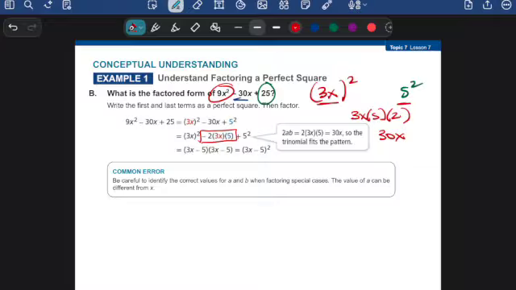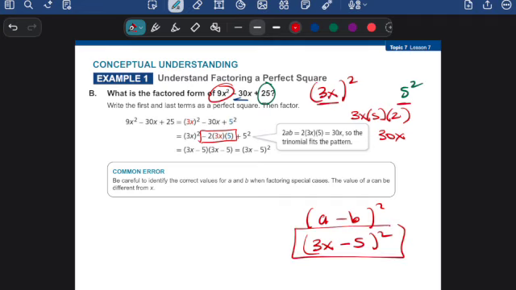And since we recognize this is a perfect square trinomial, we can say it's just going to be (a − b) squared. And what is a? 3x. What is b? 5. Square it. There's our factored form. So if you can recognize this pattern, then you don't have to go through the steps of regrouping or doing the reverse distributive property. If you just remember this pattern, that it's going to be a binomial squared, you can factor it very easily.